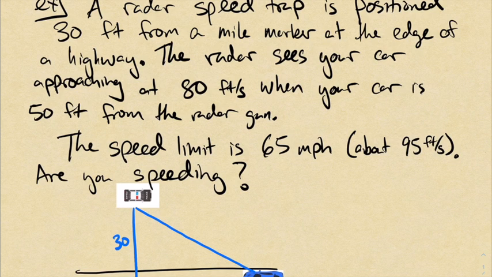So we get a right triangle out of this picture. And so to say that the radar sees our car approaching at 80 feet per second means that this hypotenuse is shrinking at 80 feet per second. When your car is 50 feet from the radar gun, meaning when the hypotenuse is 50 feet long, it's shrinking at a rate of 80 feet per second.